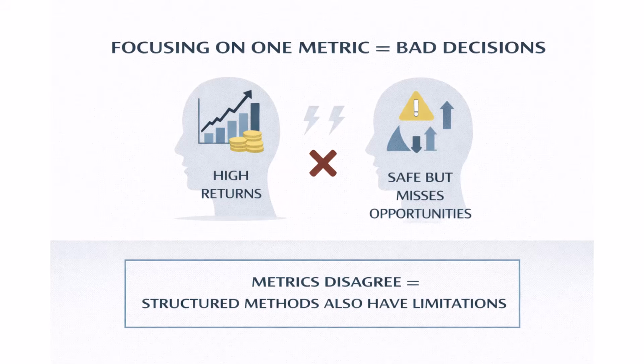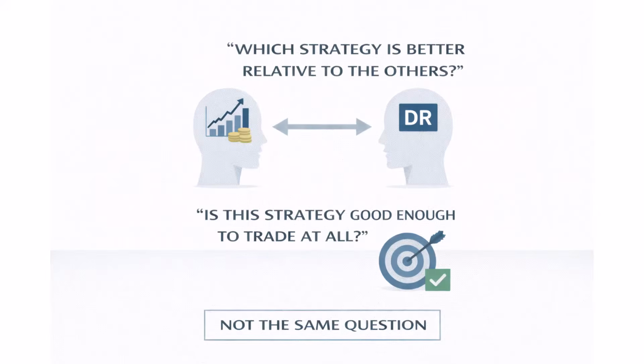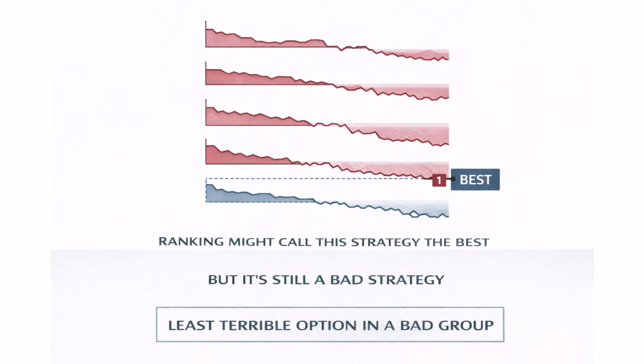But even when you move beyond a single metric and start using a structured ranking method, another issue appears. Because ranking systems answer a different question than most traders think they do. They think they answer the question which strategy is better relative to each other, but what we actually want to know is, is this strategy good enough to trade at all? And those are not the same question. Now let me give you a simple example. Imagine you test 5 strategies and all of them are bad, but one of them loses less money than the others. A ranking system will still call that one the best, but that doesn't mean it's tradable. It just means it is the least terrible option in the bad group.